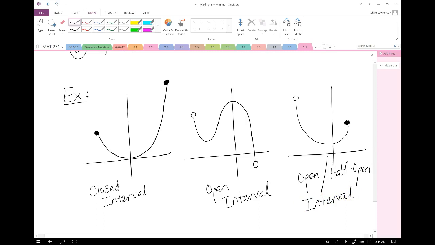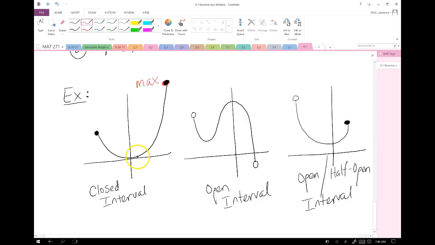So our first one is guaranteed to have an absolute maximum and absolute minimum. But our other two are not. So let's look here. On the first one, the absolute maximum is at the highest point on the graph. Now the highest point is at an endpoint. And if we weren't allowed to use the endpoints, then we wouldn't have a max. So that's why we have to be allowed to use those endpoints. It has to be a closed interval.